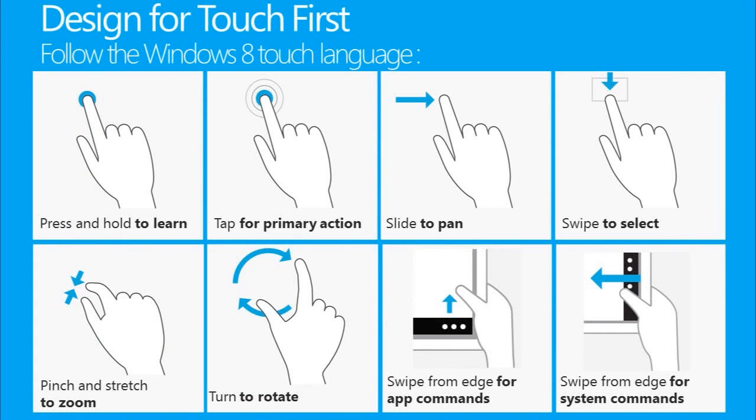Windows Store apps are designed to be touch first. Follow the Windows 8 touch language, which is a set of simple, direct gestures. These interactions are provided to you in standard platform controls to help you create an experience that feels fast and fluid, without needing to learn about special modes or memorizing gestures. Use those and you are set.